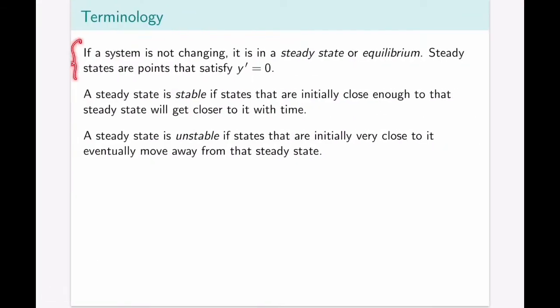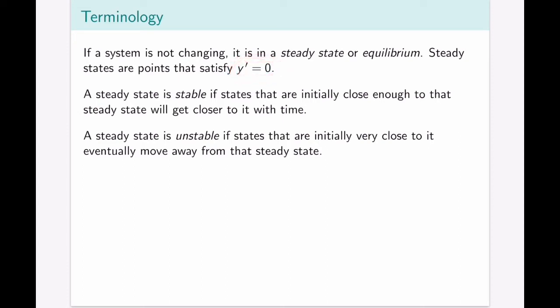So first of all, this is a definition you likely have seen in your biology and chemistry courses. If the system is not changing, then that state is called a steady state or an equilibrium. And we will be using those two words interchangeably. In our setup, we can also define the steady state as the points that satisfy this particular condition: y prime is equal to 0.